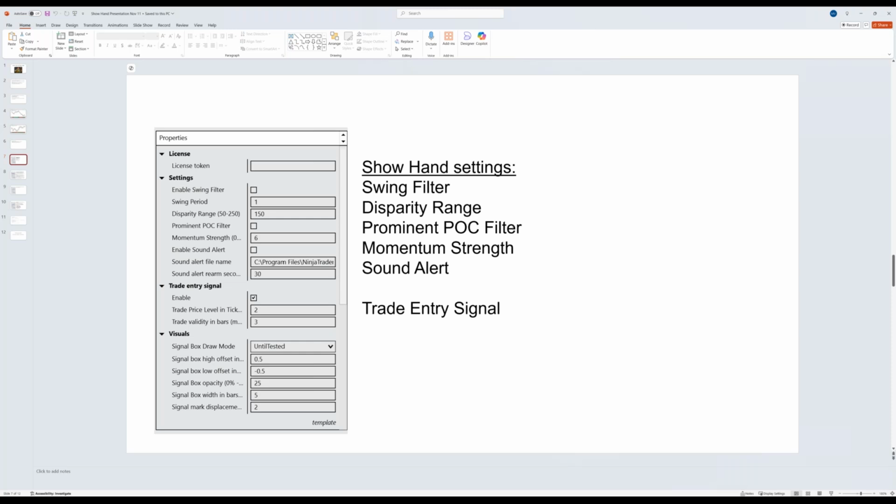Prominent point of control filter. So if you want to have signals where the bar has to have a prominent point of control, that's the setting that you would enable. The momentum strength, if you want to catch the signals only in a strong directional move, that's the momentum strength. We have a sound alert, and the other one is trade entry signal.